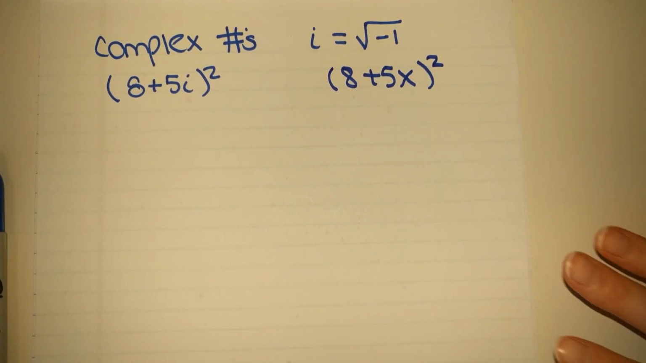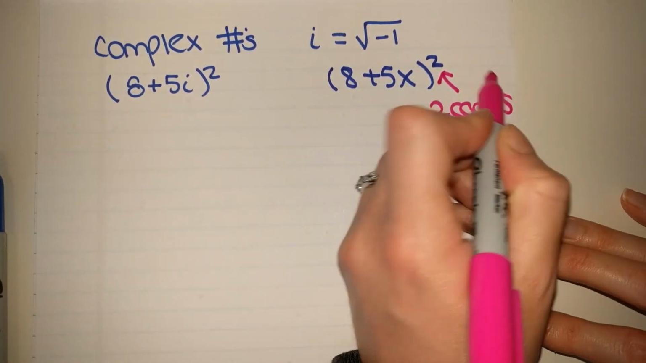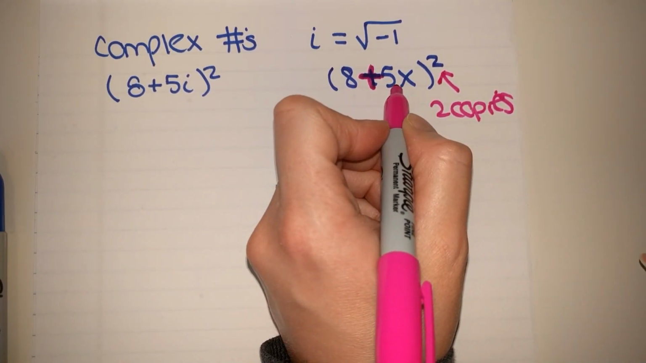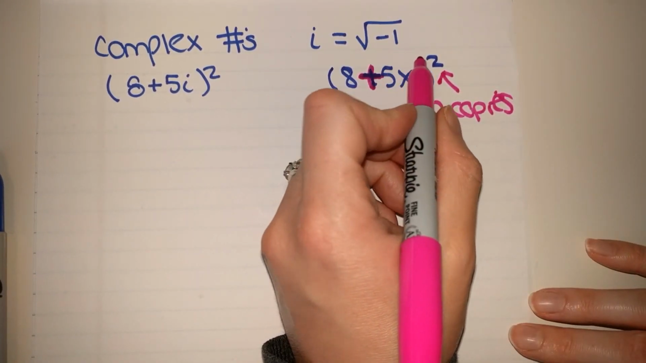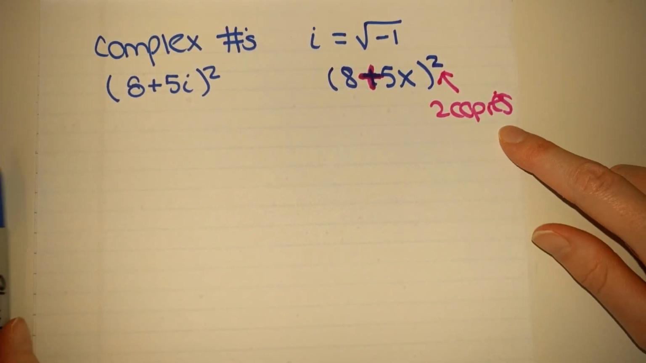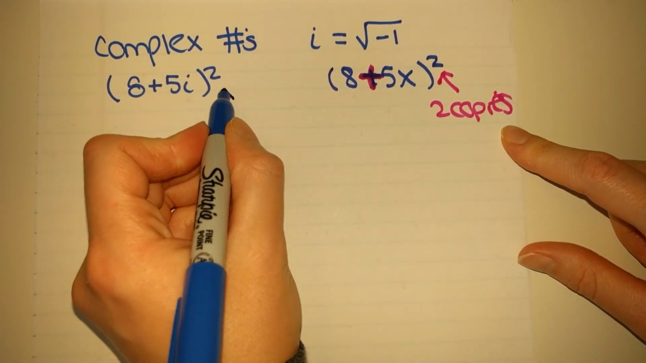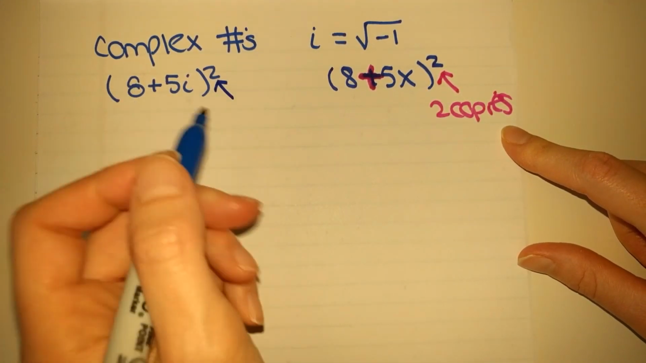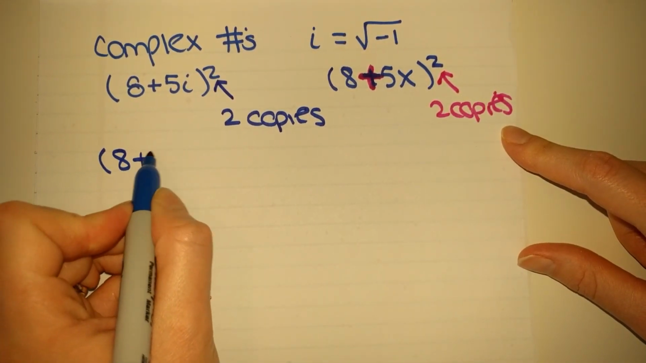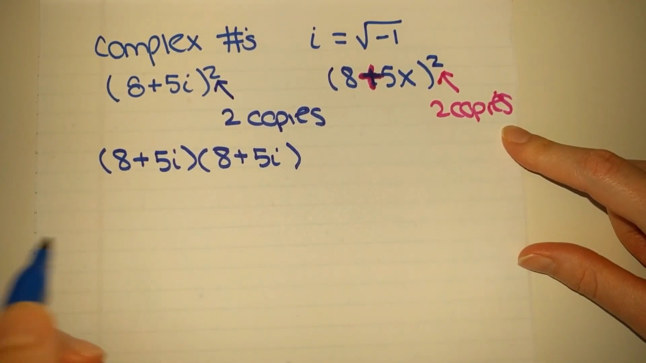So the first thing to remember is that when you have this 2 here, that means you have 2 copies of it. And because of this plus sign in between the 8 and the 5x, because we have 2 terms, we can't just distribute the 2 to the 8 and to the 5x and call it a day. Instead, what we have to do is write out the 2 copies and then FOIL out. So here, the first observation should be, okay, I have a quantity squared, so I have 2 copies of that. So I will have (8 + 5i) times (8 + 5i). And then I FOIL through.